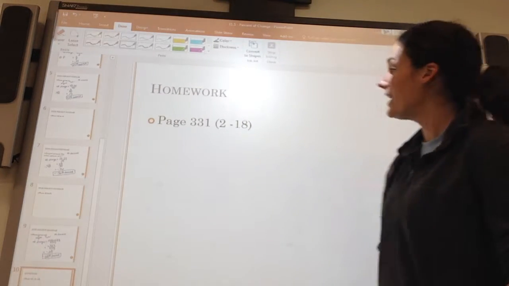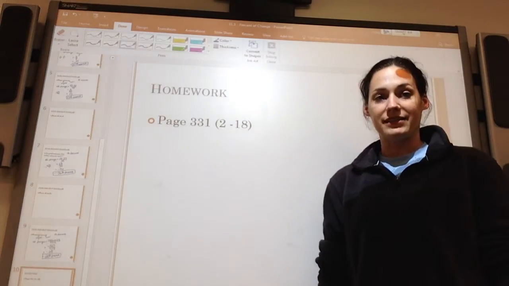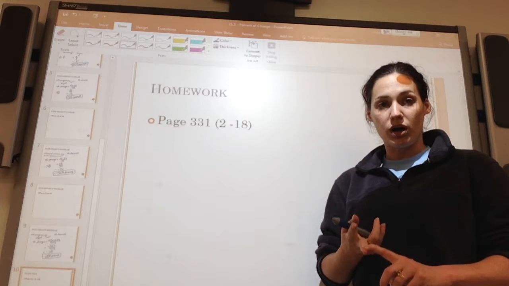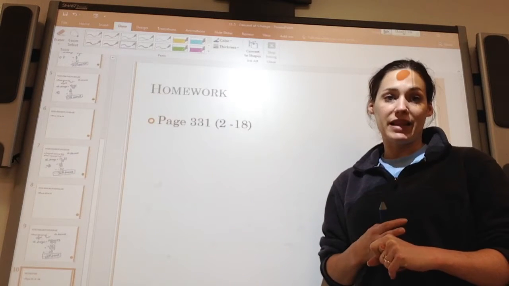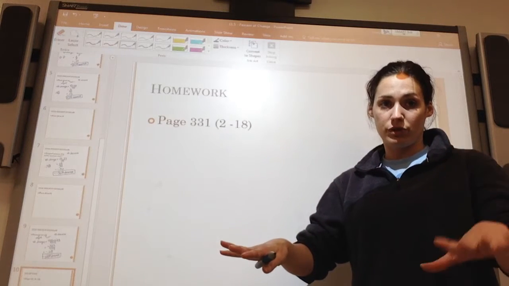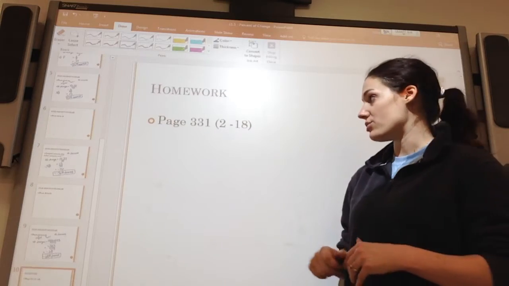Here's your homework. It is page 331. I want you to do numbers 2 through 18. Write your formula, show your work, make sure you write a percentage as your answer. Don't be skipping anything around. Put your notes right next to you, put your homework right on the other side, and make sure you're copying it down just the way you need to.